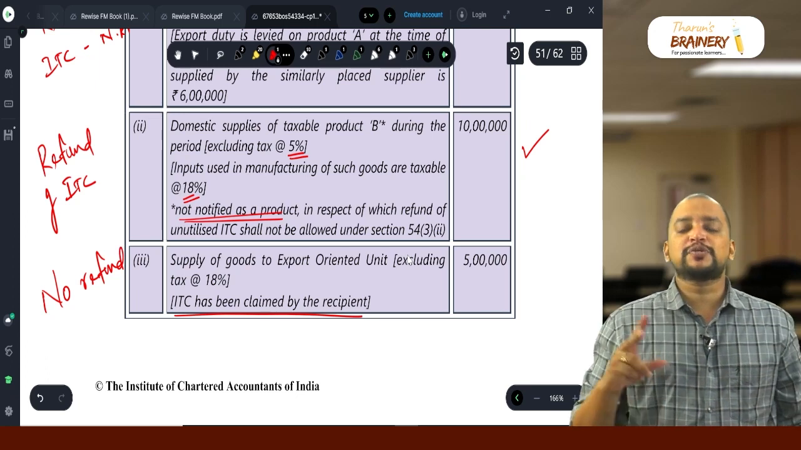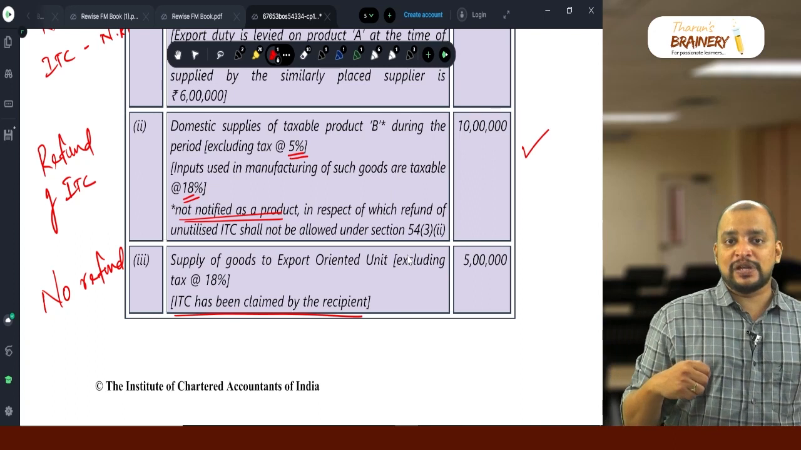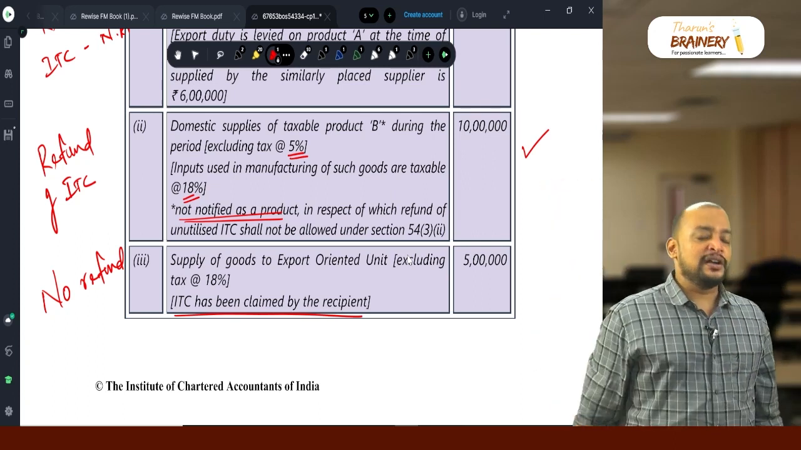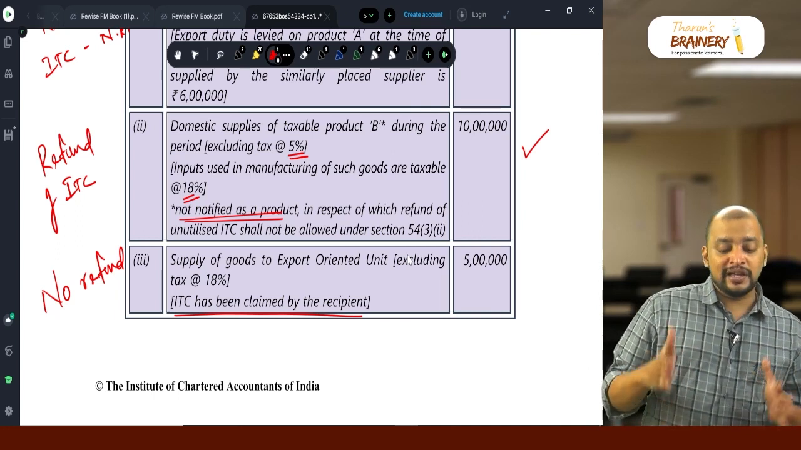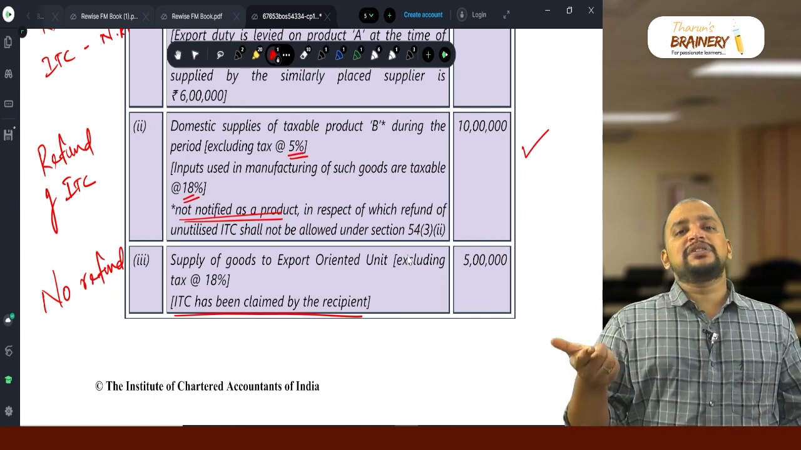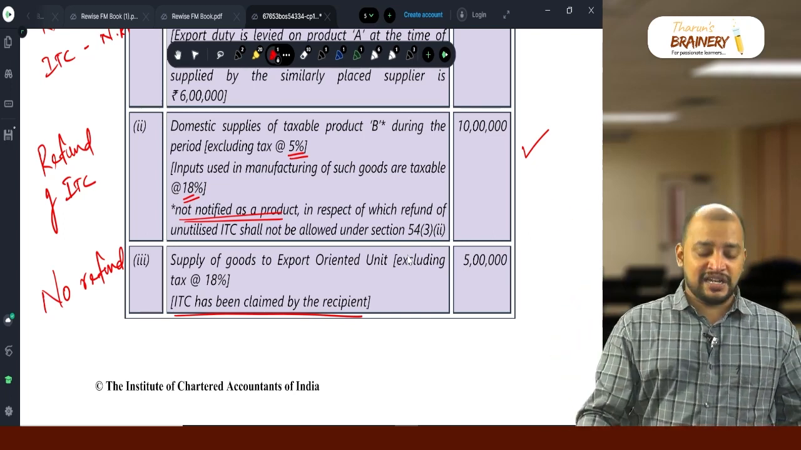So in case of deemed export, 2 options are there. Being a supplier, I will recover the GST from the recipient and the recipient will claim the refund. Or I will not recover the GST from the recipient and I will claim the refund. But here, ITC claimed by the recipient means I recovered the GST. So he will go for refund. So I will not get any refund.